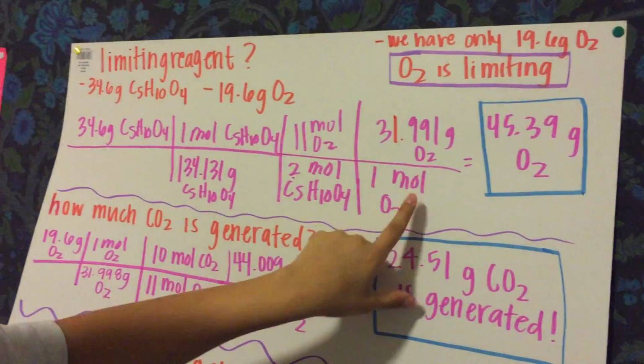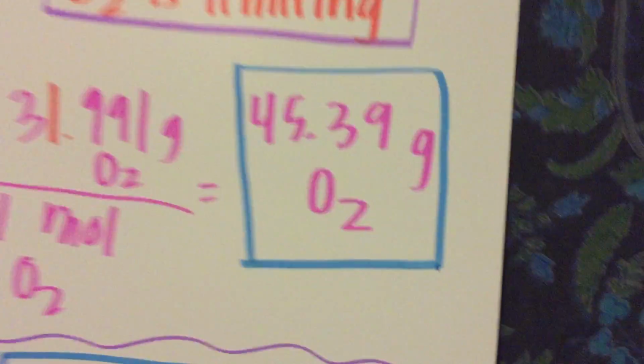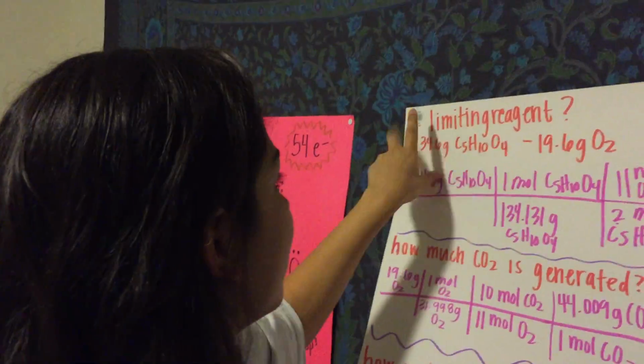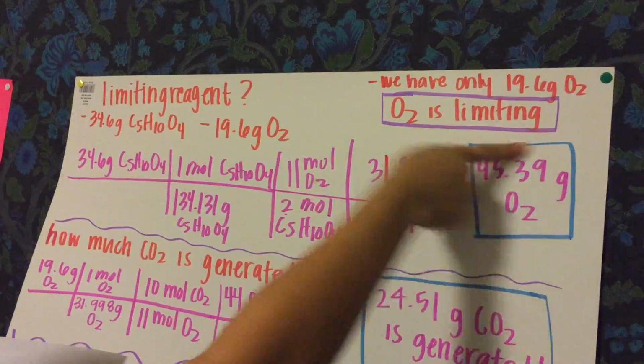So then I went and put 1 mole of O2 is this much. And I just did all this math, and I got 45.39 grams of oxygen is what we need to completely react with all that. But since we only have 19.6 grams of oxygen, O2 is the limiting reagent.